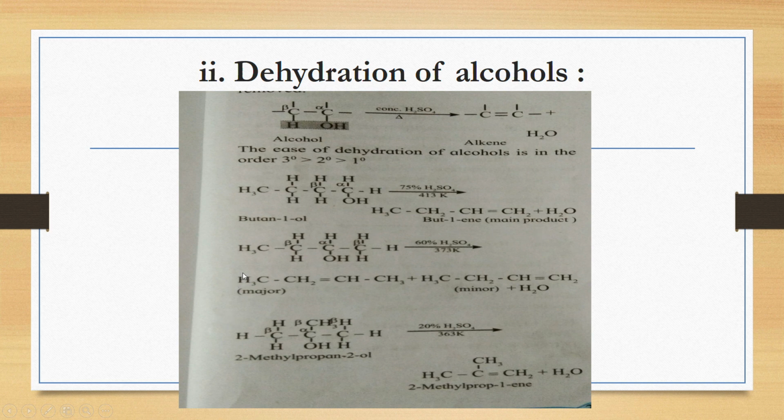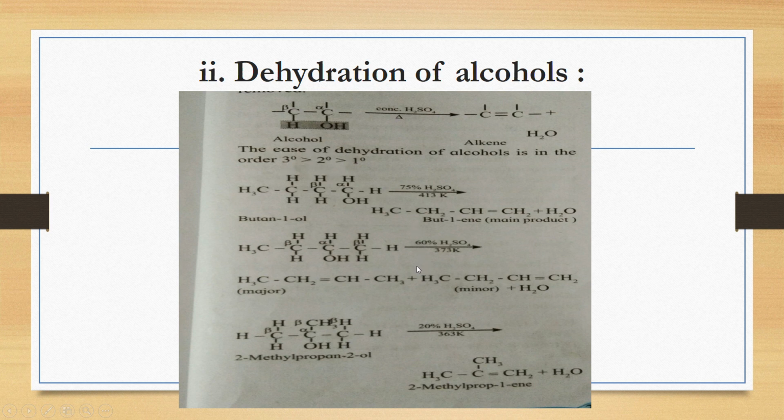If we take the example of a secondary alcohol, here we have taken butan-2-ol. At the second position, the OH group is attached, and this carbon where the OH group is attached is a secondary carbon. The alcohol is called a secondary alcohol. To carry out the dehydration reaction, we need 60% sulfuric acid at 373 Kelvin temperature. You can see that secondary alcohols undergo the dehydration reaction easily as compared to tertiary alcohols.